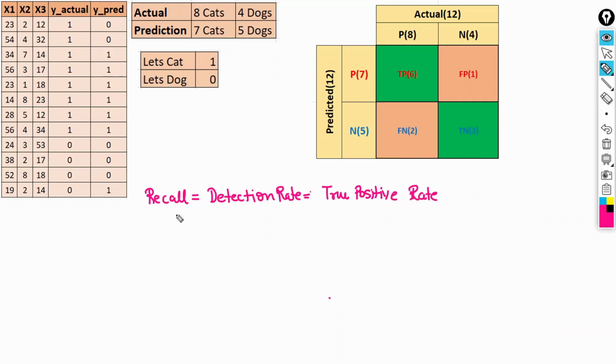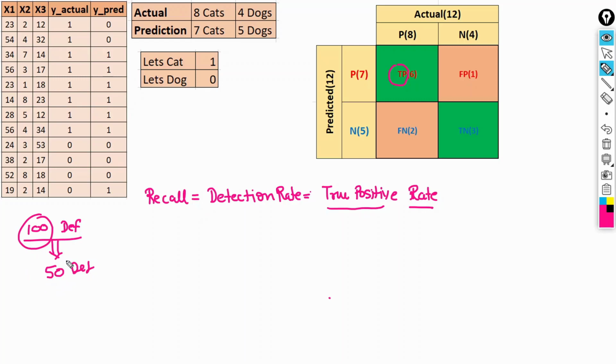So next is the recall, detection rate or true positive rate. As the name says, true positive rate means what is the rate of the true positives. Let's understand with an example. Let's say in actuality we have 100 defaulters. How many defaulters is my model able to detect? Let's say my model is able to detect only 50 defaulters, and how many defaulters do I have? 100, right? It means there is some problem.